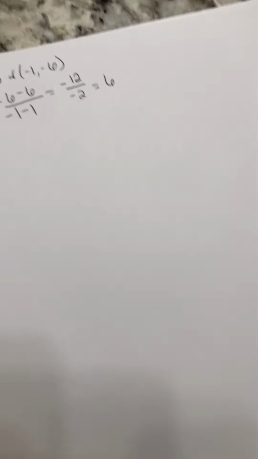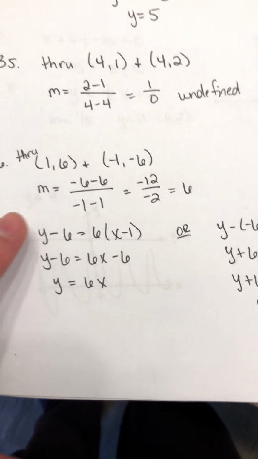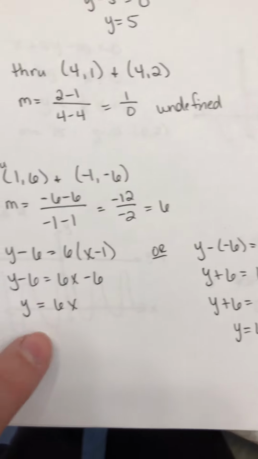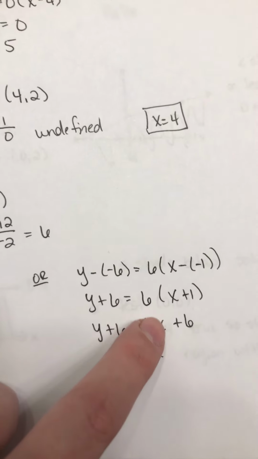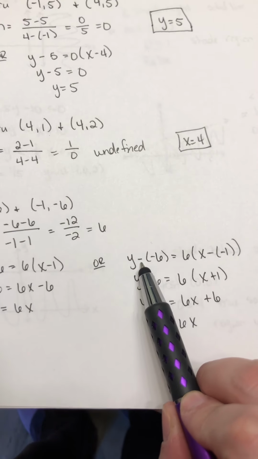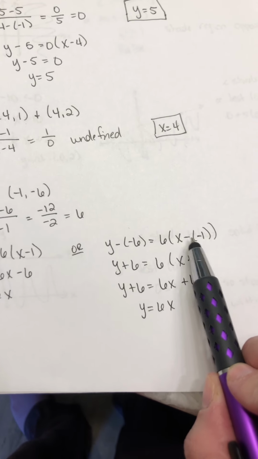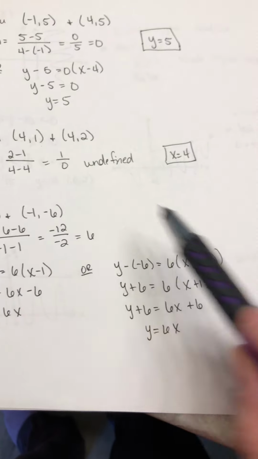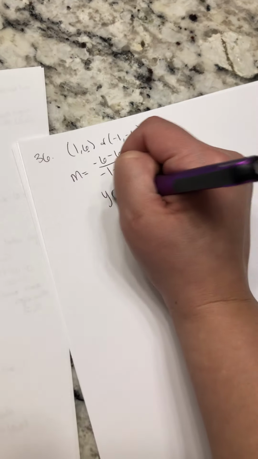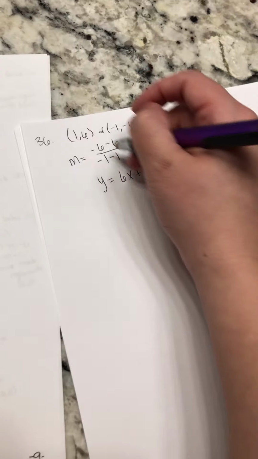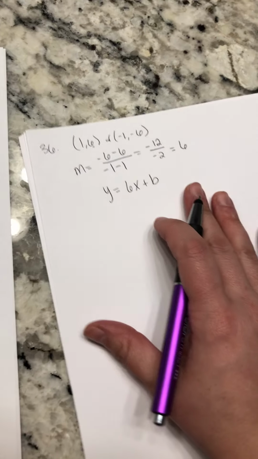So again, over here I did point slope form. So I did the y minus the y value equal to the slope times x minus the x value, and I get 6x. Or using the other point, so here's where I did minus negatives, using the other point. So y minus the negative 6 is 6 times x minus negative 1. So it switches all the signs using this point. So for this one, I'll do y equals 6x plus b. And I can pick which point I use. It doesn't matter which one, they both work.